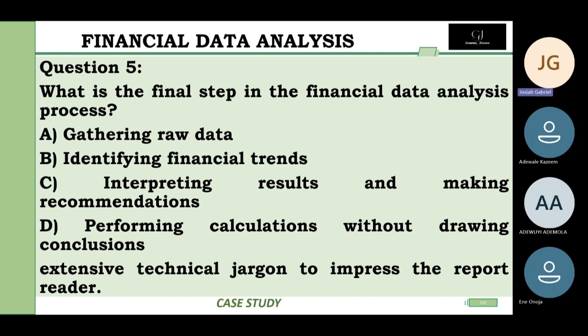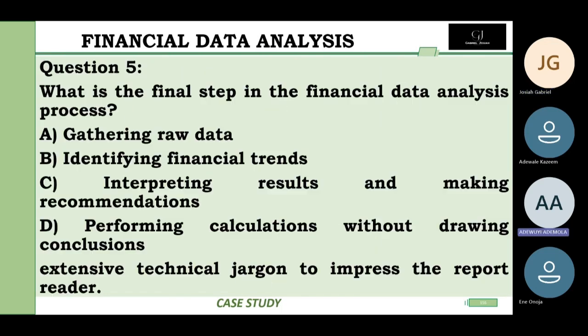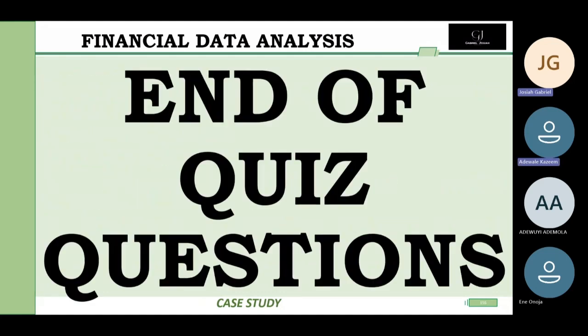AK, what's your pick? The final step. C, sir. Okay. A is picking C. All right. AK and EO, what are your picks? Yeah, C too. Seems all of us are aligning with the same options. C. Okay, AK. Fantastic. All right, that was fast.